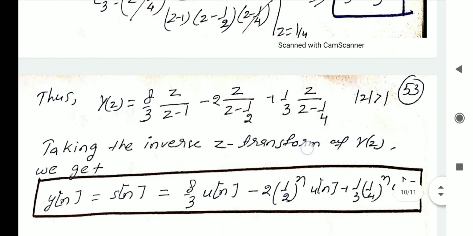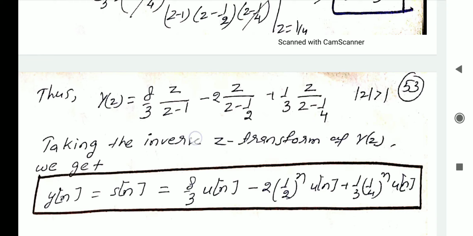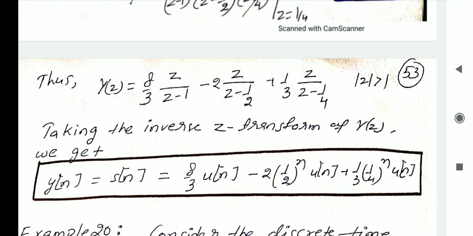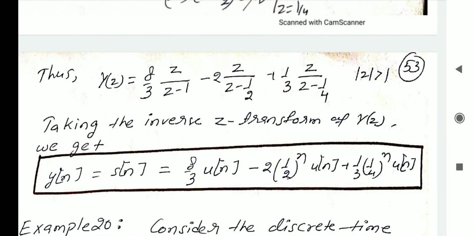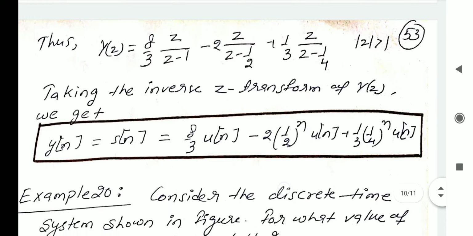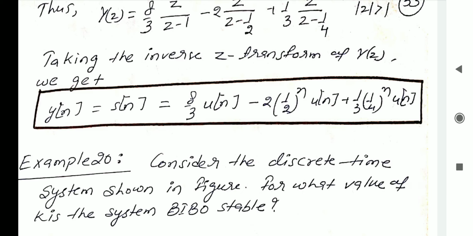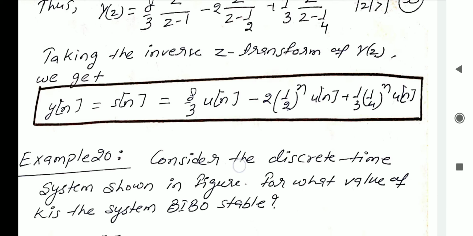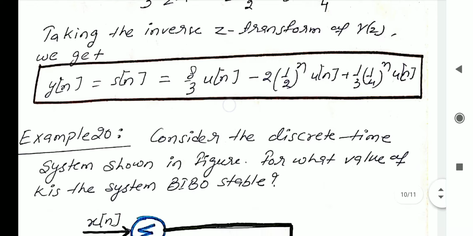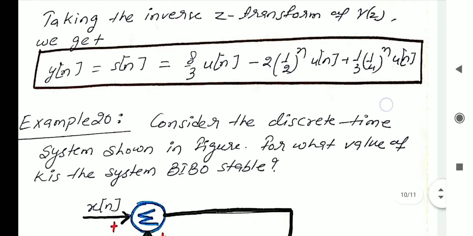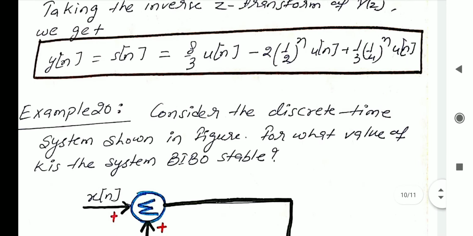Now substituting these values, we'll be getting Y(z) as 8/3 into z/(z-1), minus 2 into z/(z-1/2), plus 1/3 into z/(z-1/4), where mod of z is greater than 1. Now taking the inverse z transform, we get y(n), which is the step response, because the input that we have taken here is u(n). Hence the step response of the system is 8/3 u(n) minus 2 (1/2)^n u(n) plus 1/3 (1/4)^n u(n). Now this was the last question.